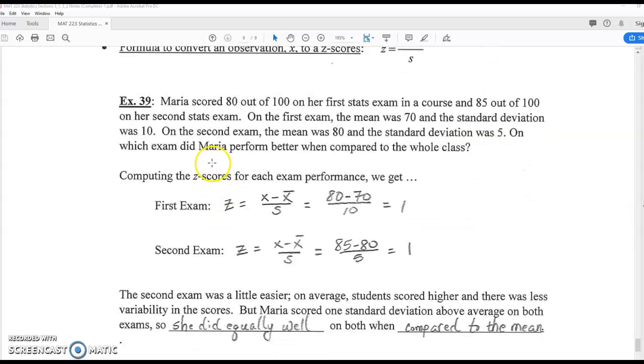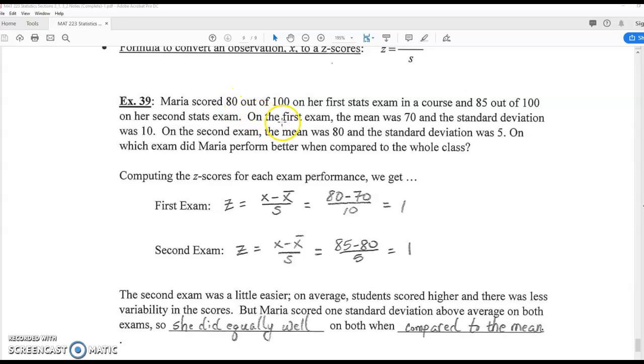So let's say, example 39, Maria scored 80 out of 100 on her first stats exam in a course and 85 out of 100 on her second stats exam. So just comparing herself to herself, she would say, oh, I did better on the second exam because I got an 85, whereas on the first exam I got an 80.